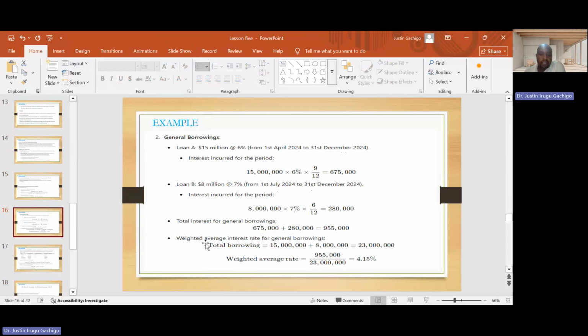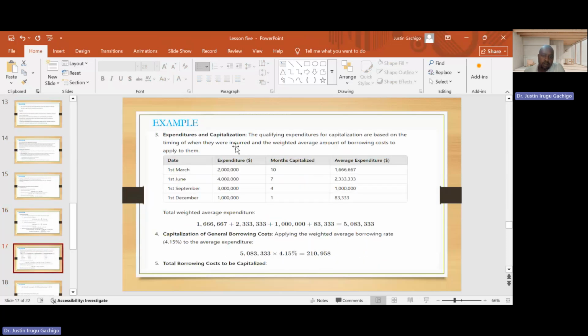Then we need to get the weighted average interest rate for the general borrowing. So the total borrowing is 15 million plus 8 million, which gives you 23 million. The weighted average is the total interest from the two loans over the total amount of the loans, which gives you an interest rate of 4.15%.